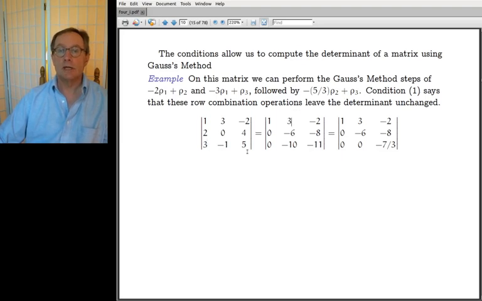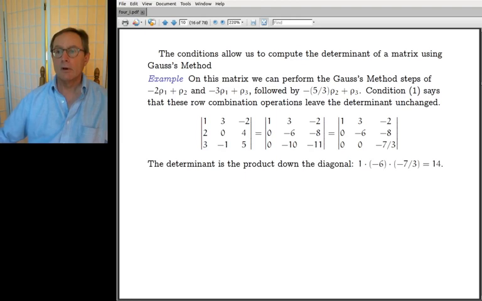So this says determinant of this equals determinant of this. That's condition 1. And determinant of this equals determinant of this. That's condition 1. Again, these combination steps don't change the determinant of the matrix. So I have the determinant is unchanged. And now I recognize this as echelon form, so the determinant is the product down the diagonal, whatever that is, 14. So the determinant of this is 14, so the determinant of this must be 14, so the determinant of this must be 14. So Gauss's method allows us to calculate the determinant of a matrix.